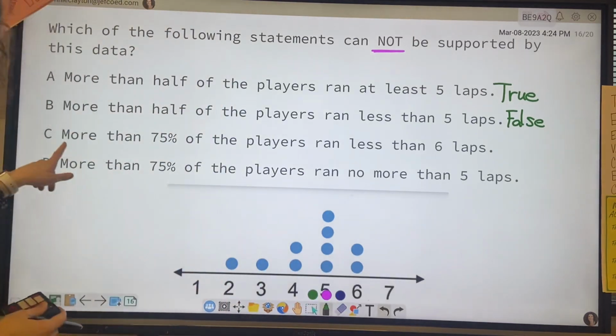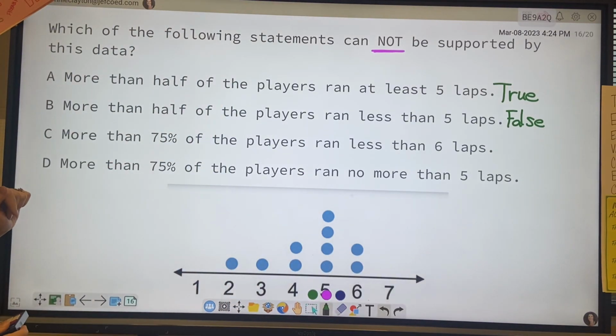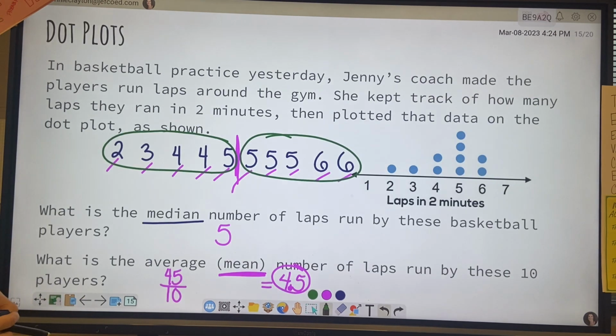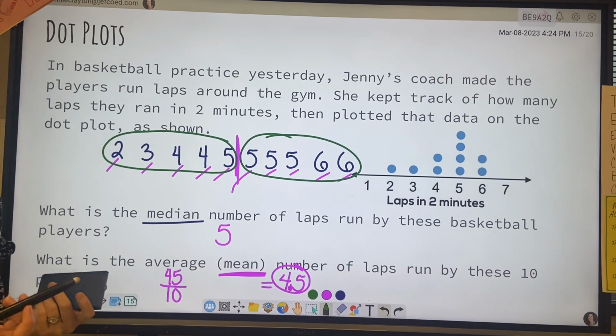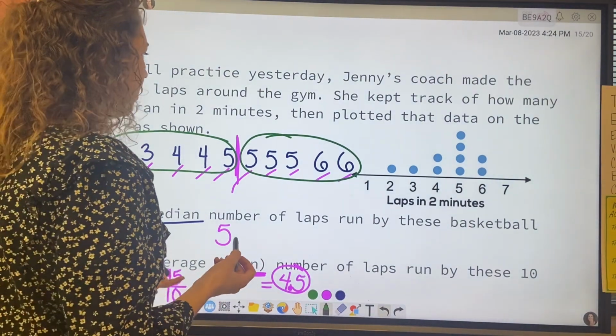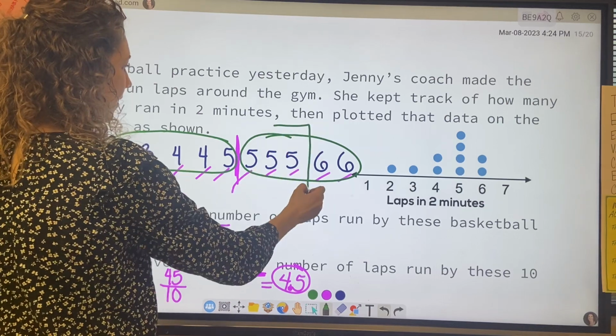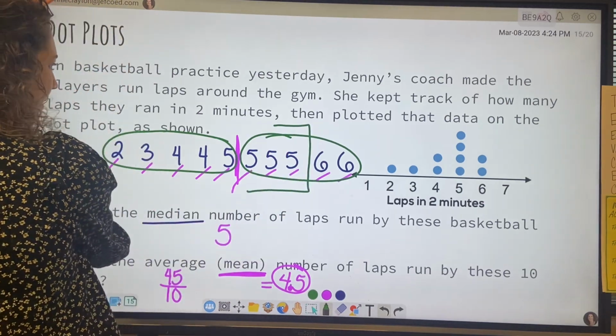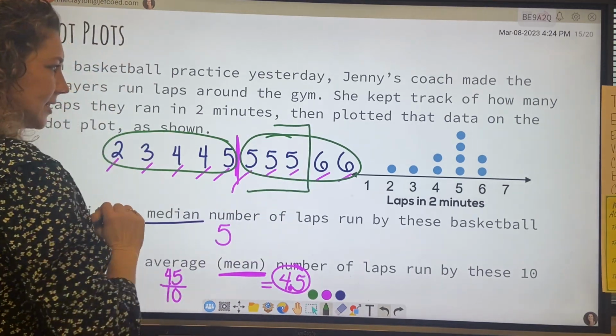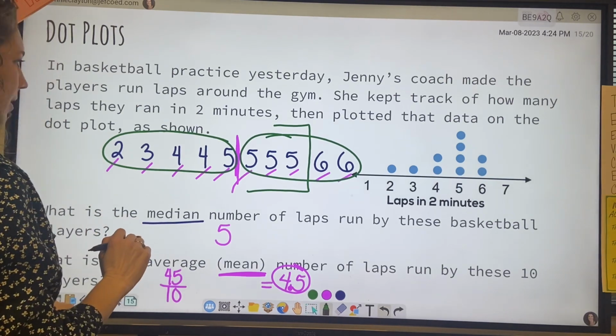C, more than 75% of the players ran less than 6 laps. Let's go back and look. 75% would be 3/4 of the players ran less than 6 laps. I think so, because look at that. All these people ran less than 6 laps. So I think that one would be true also.